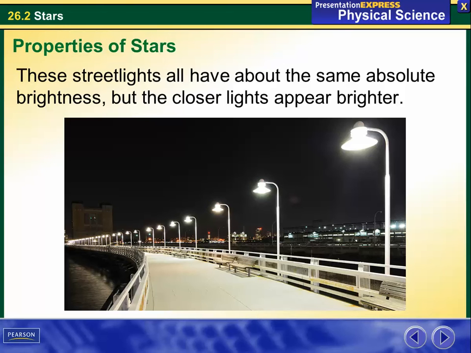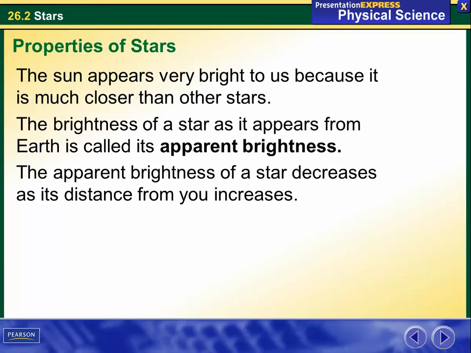The example they give is that these streetlights all have about the same absolute brightness, like they're all generating the same amount of light. However, the closer lights appear brighter simply because you are closer to them. That means they have a different apparent brightness. Our sun obviously appears very bright to us because it is much, much closer than other stars. The next closest star is 4.3 light years away, so very far away.